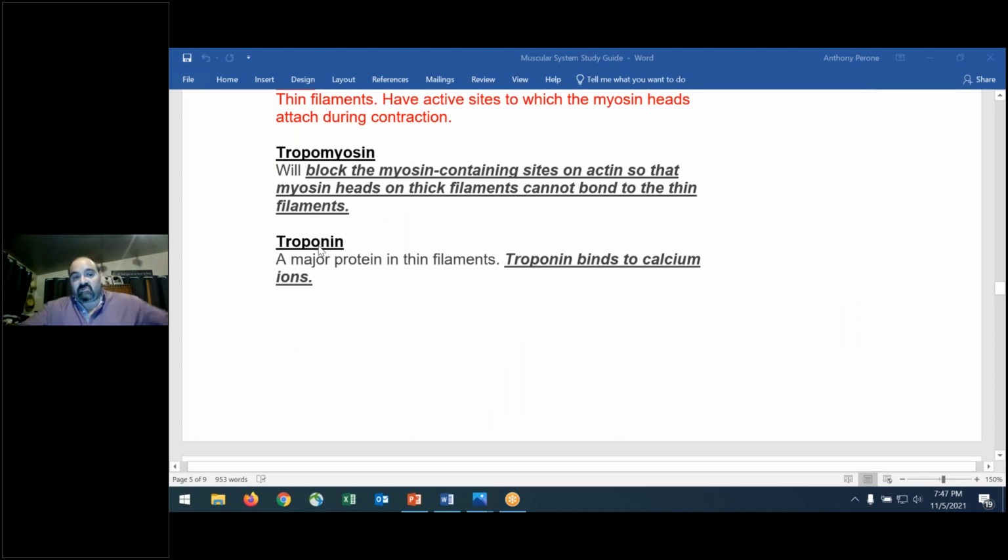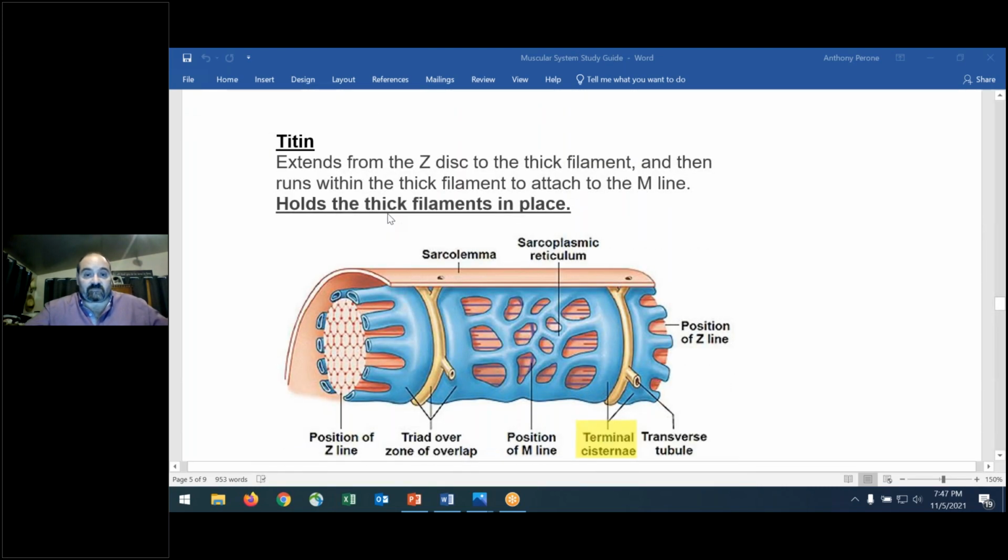Tropomyosin and troponin. So troponin, right, is a major protein in a thin filament. Troponin binds to calcium ions, and then it will change shape, and it will cause tropomyosin to move out of position and expose those myosin binding sites, okay? Very important. Now, here's another protein, titin, right? This extends from the Z disc to the thick filament and then runs within the thick filament to attach to the M line. So it's thinner. Titin is a thinner protein present within the whole sarcomere, okay?